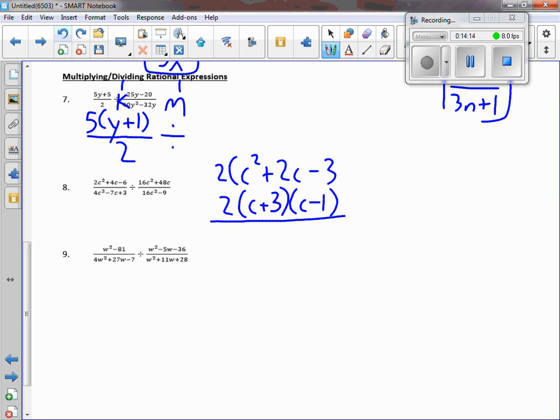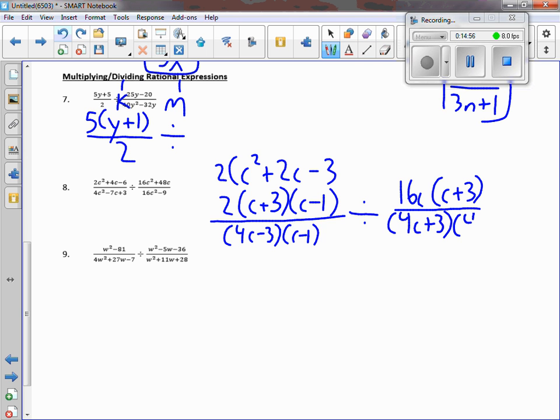Our second rational is rainbow method. I won't take the time to go over that because we just did one. However, if you need more practice on rainbow method, there's plenty of that in final exam part 2 review. Ultimately, it's going to factor to 4c minus 3 and c minus 1. The top has a GCF of 16c, and then we're left with c plus 3. The bottom is a difference of perfect squares, 2 perfect squares and a minus sign, so I get 4c plus 3 and 4c minus 3.